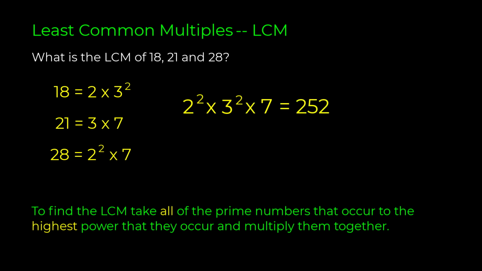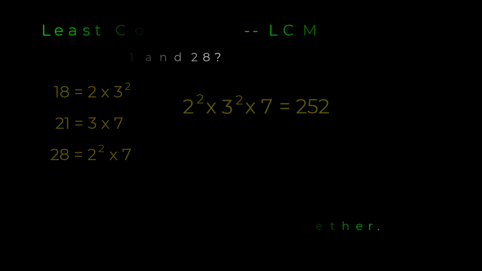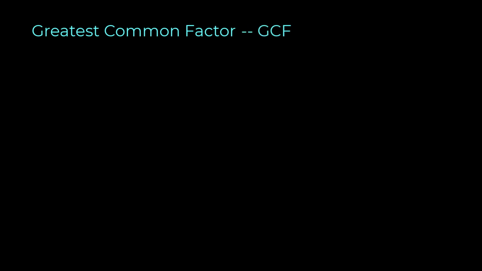How did you do? Nailed it! Great. If you had trouble, then review the examples again. You can also review video number 7, which discusses prime factoring. Don't give up. So let's tackle the concept of greatest common factor. The abbreviation for this is GCF.